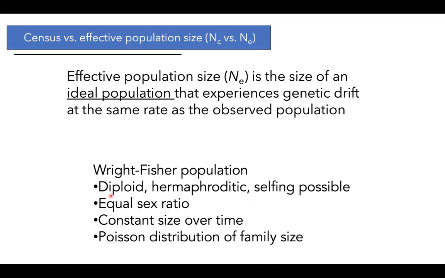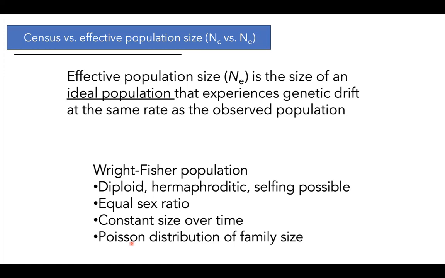There's an equal sex ratio. The population does not change size over time. So there's no population decline, no population growth. And there's a Poisson distribution of family size. And basically what that means is that most families have a small number of offspring, but there's a low chance that a family could have a larger number of offspring, okay? So let's put all this together, right?